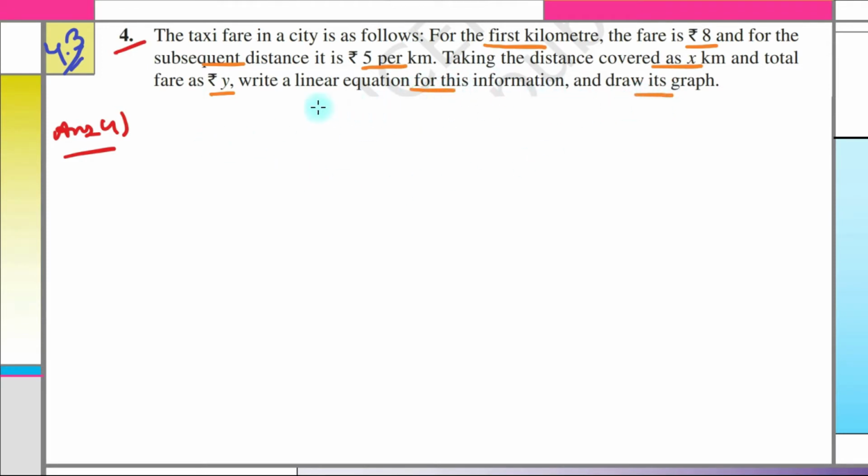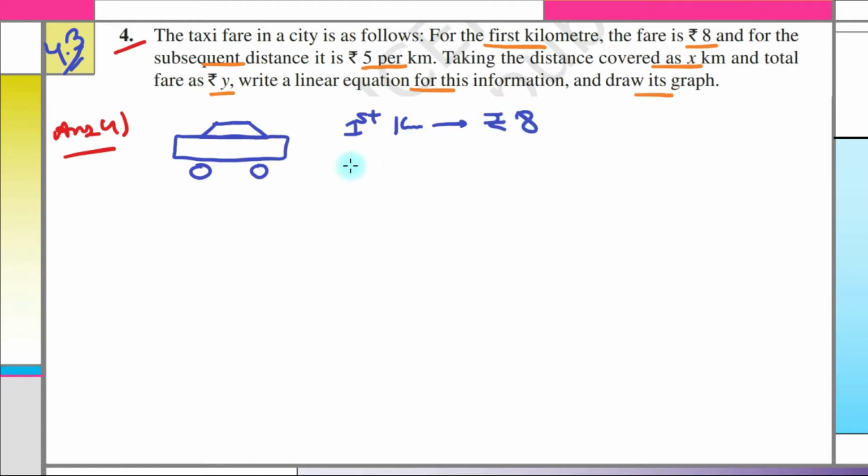So my friends, first of all, for the linear equation, basically we want to find the relationship between x and y. Let me explain this question. There is a taxi, and it says that for the first kilometer, the driver will charge rupees 8, and for the next distance, that is the second kilometer, third kilometer, fourth kilometer, so from the second kilometer onwards, it would be rupees 5 per kilometer.